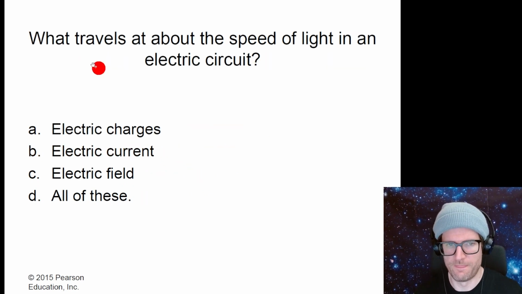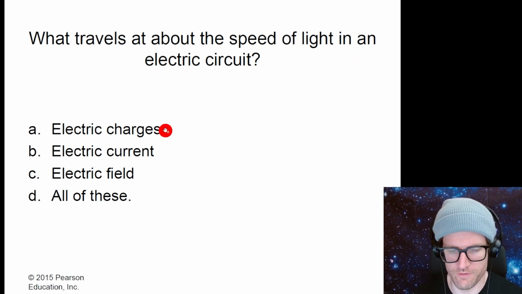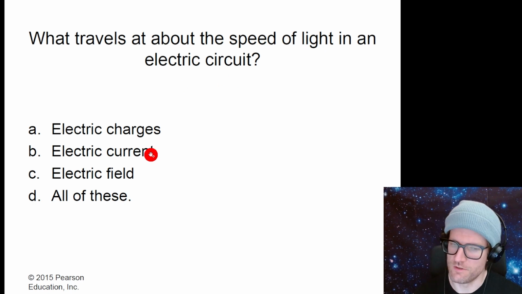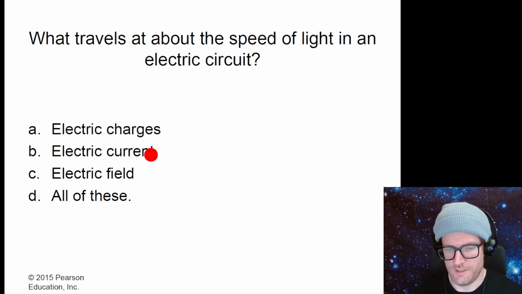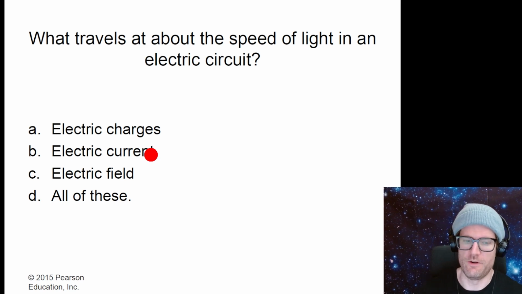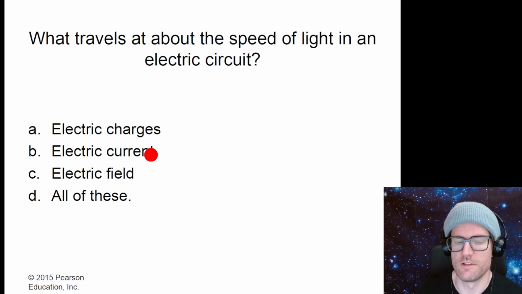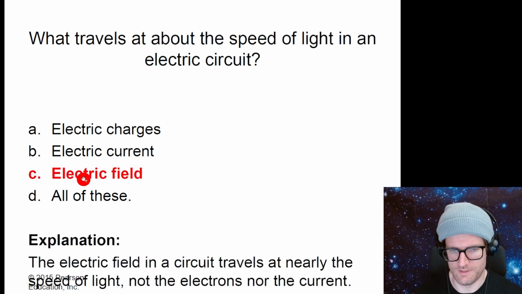Okay. What travels at about the speed of light in an electric circuit? Charges don't. They have that very, very slow drift velocity. Current is also slow. That goes at a drift velocity, since the electrons are the ones carrying the charge, which causes the current. The field is the best answer.